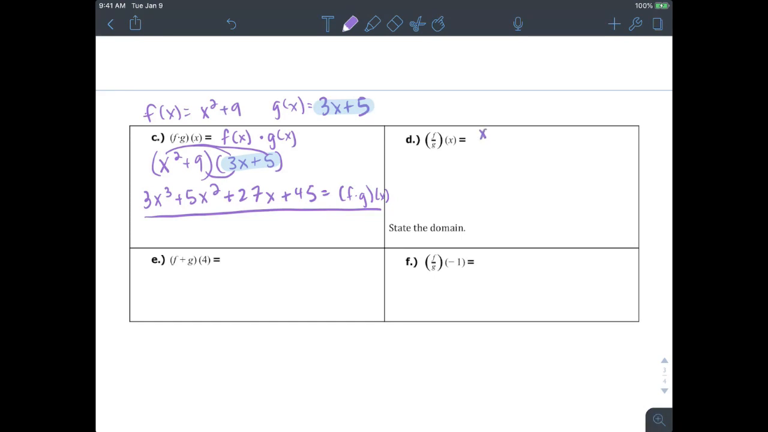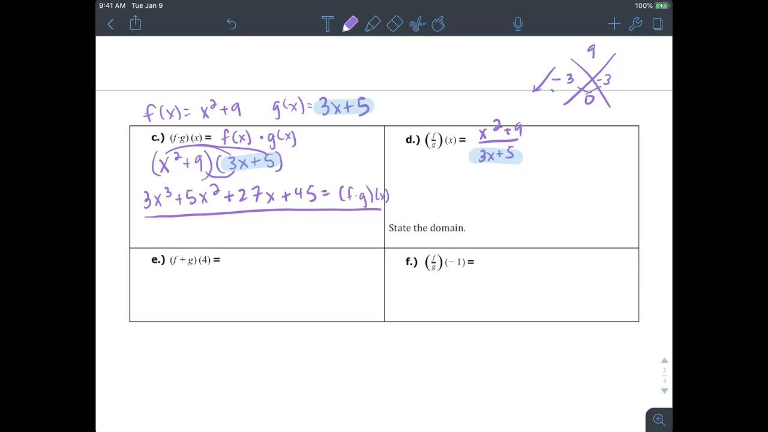Okay, f over g. So x squared plus 9 over 3x plus 5. Can I simplify that? Let's big X the top. Big X. 9 on top, 0 on the bottom. Let's see, 3 and 3. Those don't add to 0. Okay, negative 3 and negative 3 give me 9. Those don't add to 0. So x squared plus 9 is not factorable, so that's as far as I can go.